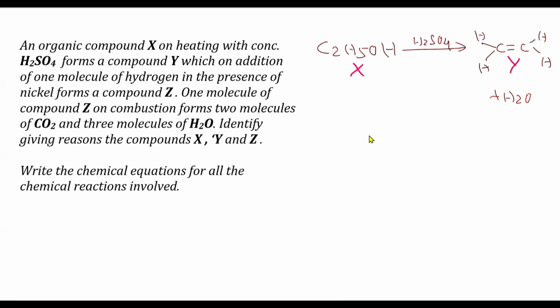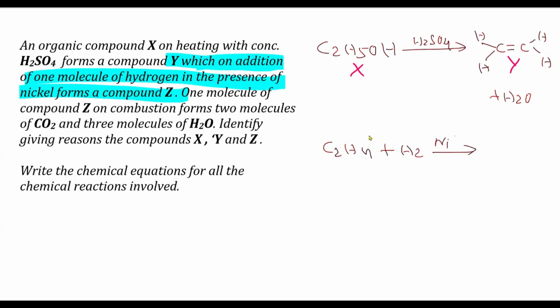This is ethene. Now, as I read further, it says that Y on addition reaction with one molecule of hydrogen gives Z. So the next reaction is what? Ethene, as you know, is C2H4, with one molecule of hydrogen in the presence of nickel or palladium, right? These two catalysts. This is hydrogenation, in which hydrogen is added. So C2H6. So we got Z as well. This is Z.